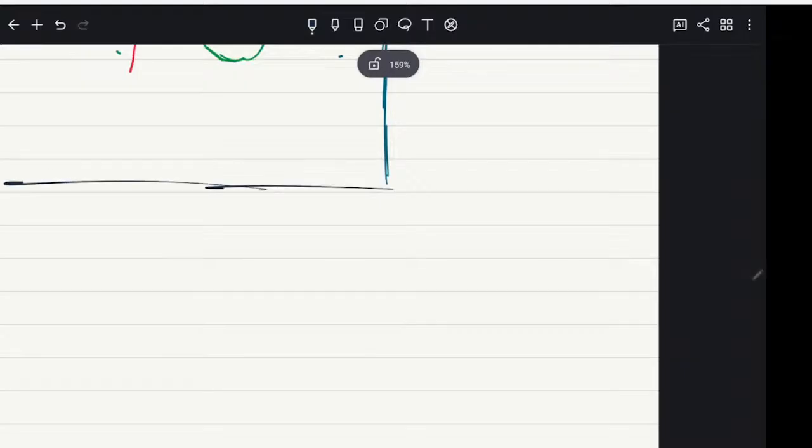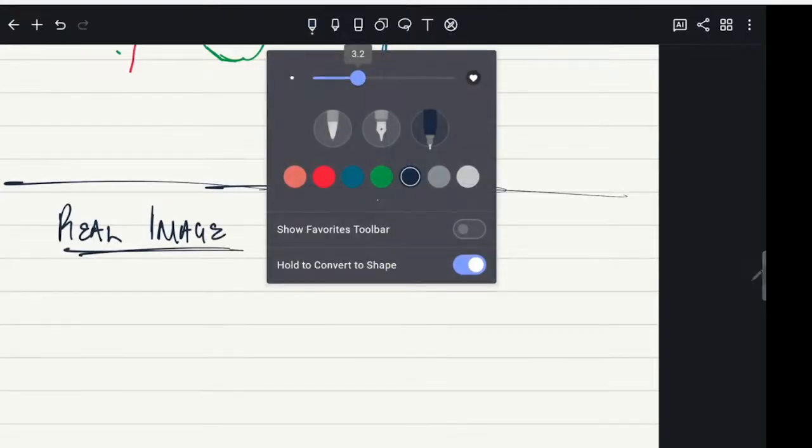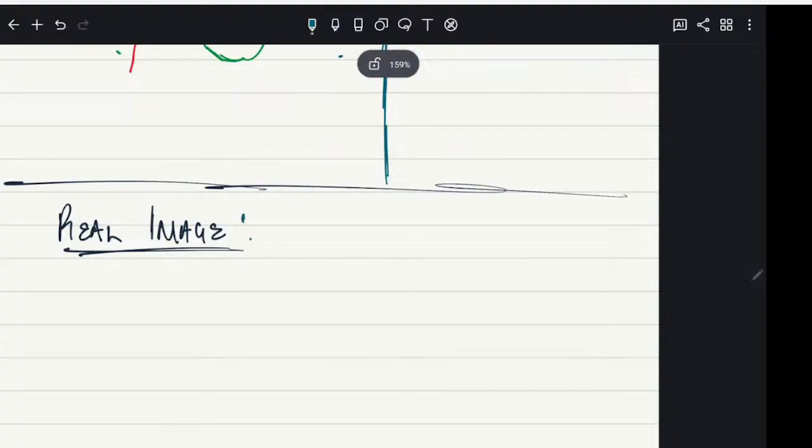Then let me put here, a real image. I showed you where the object will be for you to get a real image. Let me put things that people should always remember. The most important thing is real image.